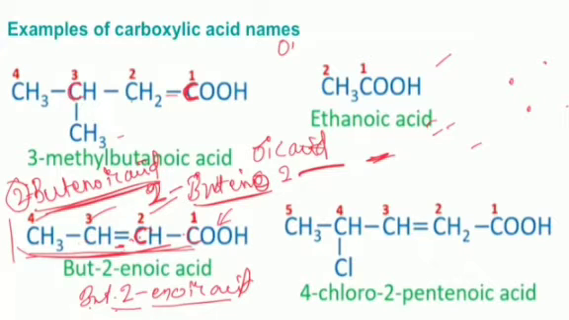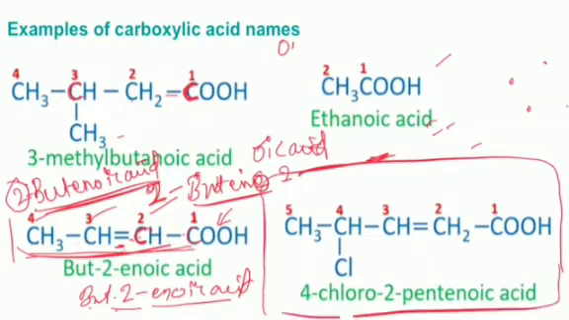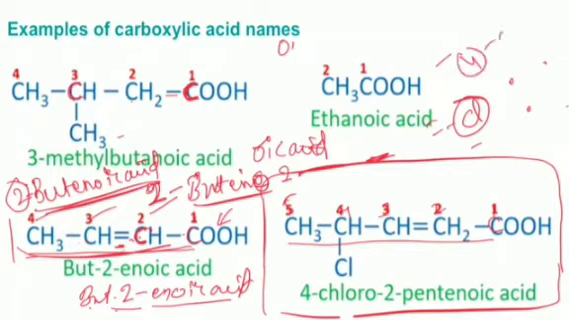If the chain is an alkene and a substituent is present on the alkene chain, how can you write the name for that compound? For example, if you observe this compound, what is the longest chain? This is the longest chain. What is the substituent here? Chloride is the substituent. What is the position? You have to give the numbers: 1, 2, 3, 4, 5. At the 4th position, a substituent is present.